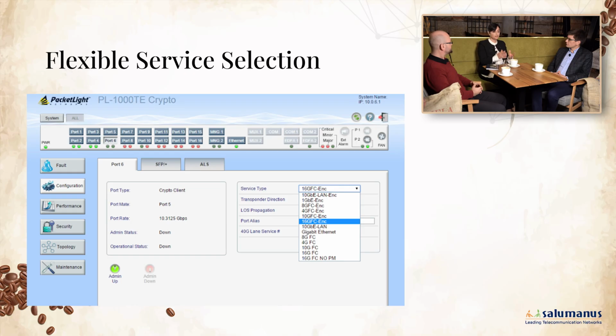And the configuration is without licenses. So the customer has absolute freedom to configure each port to support whatever rate and whatever protocol they require, of course within the limitation of the 200G or 400G total capacity. Okay, but how does it look with the encryption? Right, a very important topic. Do you want to say something?